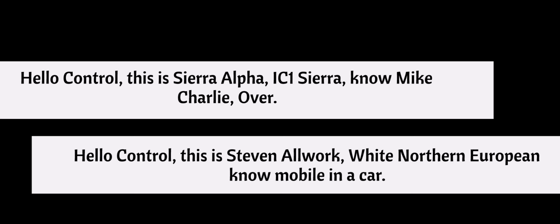Whereas we used Stephen Orwock before, it was Sierra Alpha, so no one knew who he was. The White Northern European was the IC1. The Sierra is the suspect. Mike was the mobile and the car was known as Charlie. Again, you can see by looking at this why we use codes.